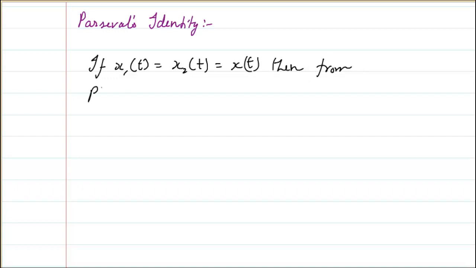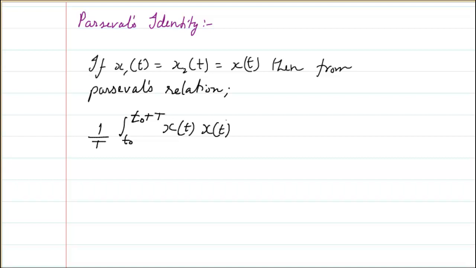So continuing from above, if x1 of t is equal to x2 of t and that is equal to x of t, then from Parseval's relation that we have just now proved, I will get 1 by T integral T naught to T naught plus capital T x of t multiplied with another x of t conjugate dt, that is going to be equal to, here we are not having d of n because both the functions are same, so I will write n is equal to minus infinity to infinity Cn multiplied with Cn conjugate.